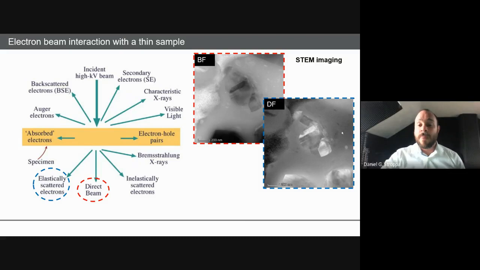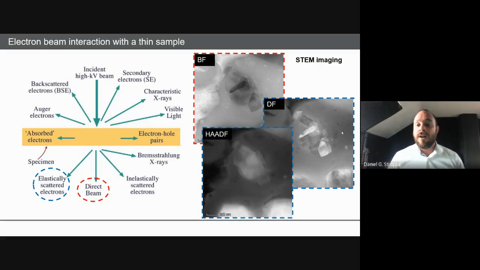And then for capturing electrons in different annular ranges, we use segmented detectors with different annular ranges, and also we use the optics to change the projection of the electrons as they go through the sample.